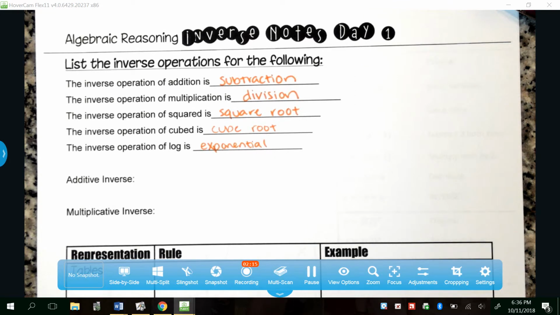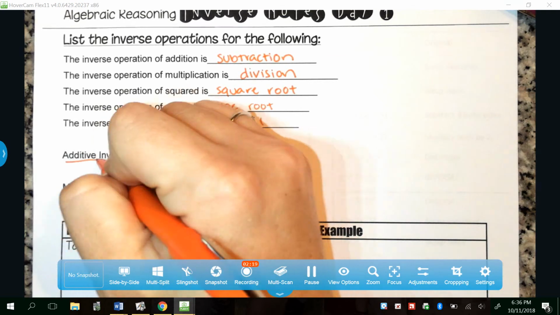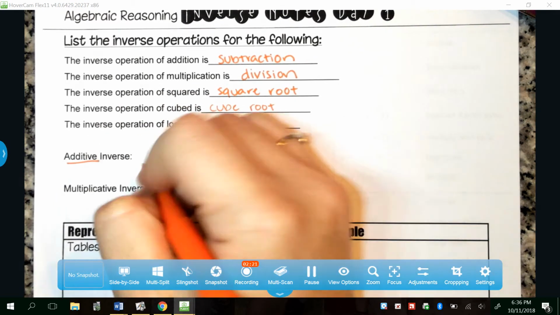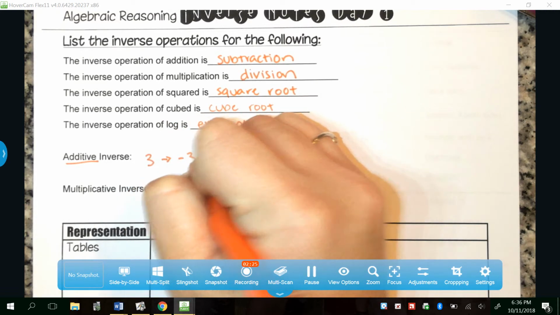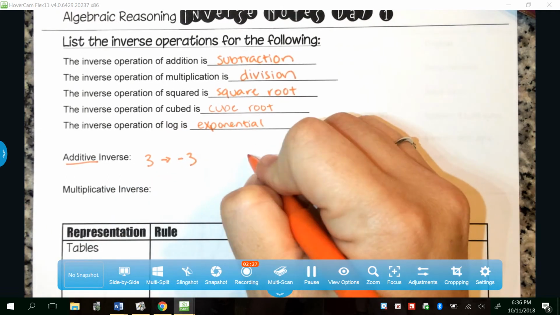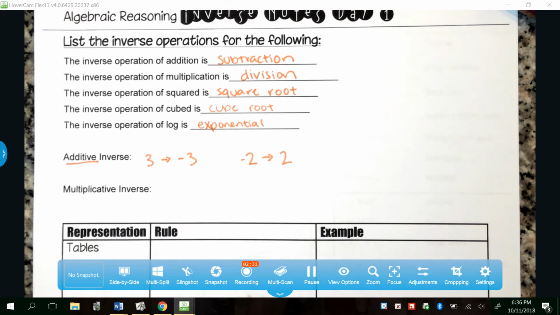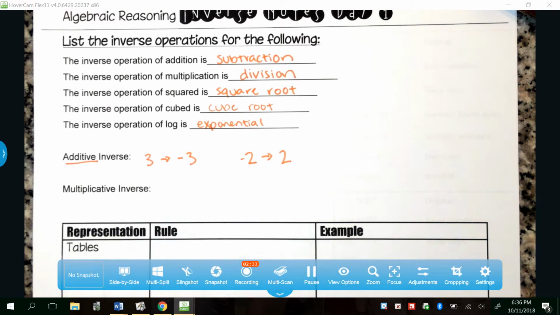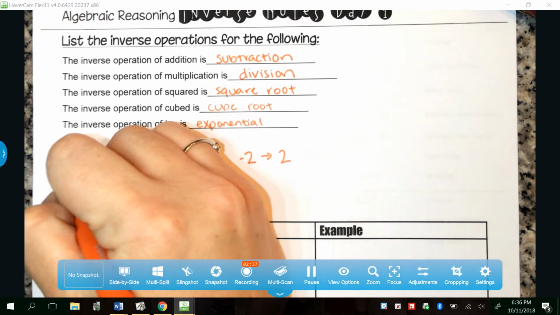Okay, so there's a couple different ways you can see inverses when it comes to numbers. You can see additive inverses. For example, the additive inverse of 3 is negative 3. The additive inverse of negative 2 is positive 2. So it's just finding the opposite when it comes to the sign, so either adding or subtracting.